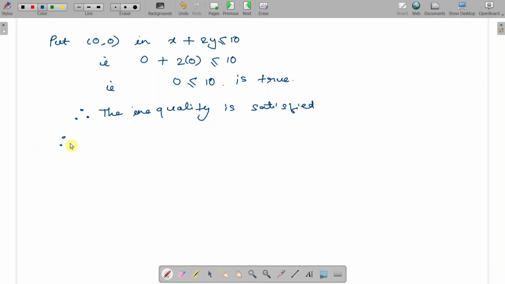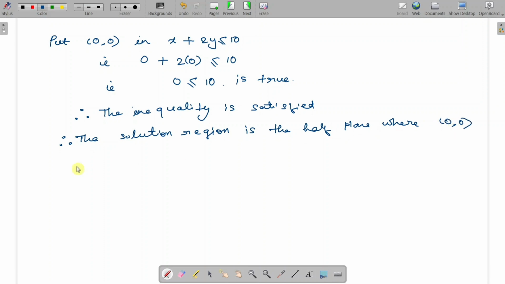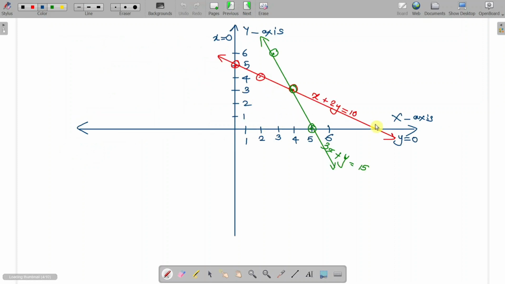Therefore the solution region is the half plane where point 0 comma 0 lies. If you look at this line x plus 2y equal to 10, the solution region is on the side where 0 comma 0, that is the origin, lies. So that means we will get this solution region here.